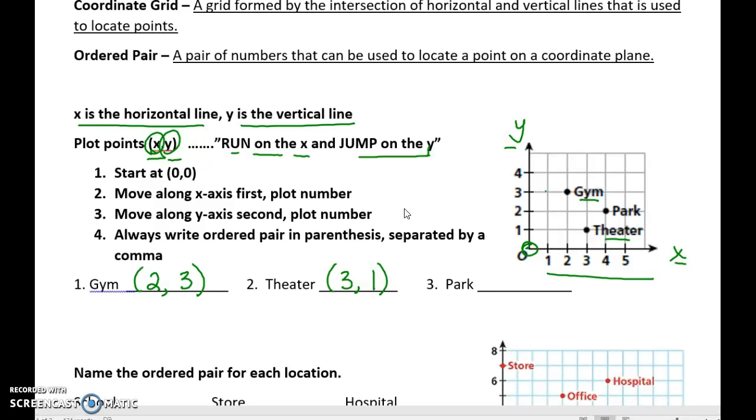All right, so now I'm going to the park. I see the park here, remember I'm going to the dot. So I go over 4 and up 2. So I write parentheses 4, comma 2, parentheses. And now I have my ordered pair for all 3 of those locations. All right, let's slide down and try doing some others.